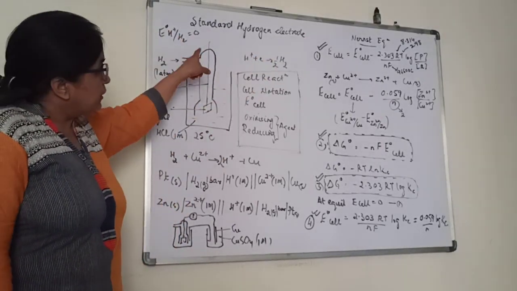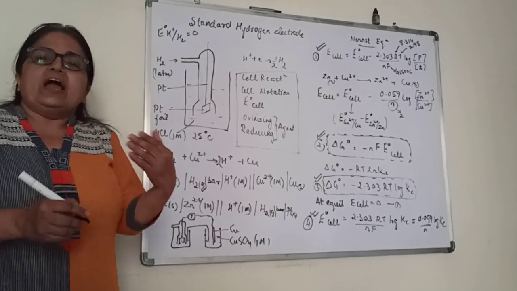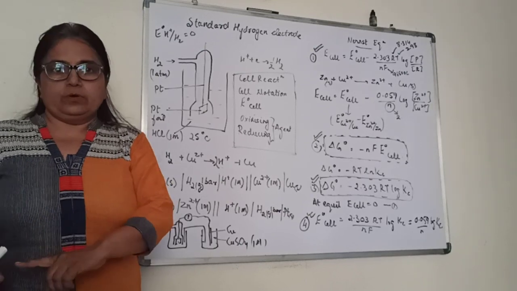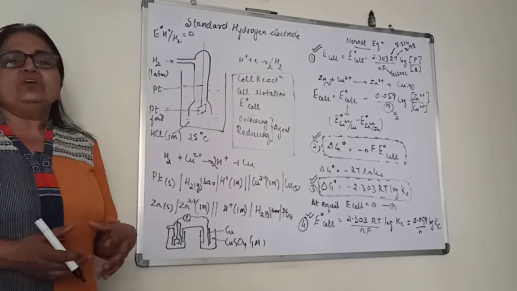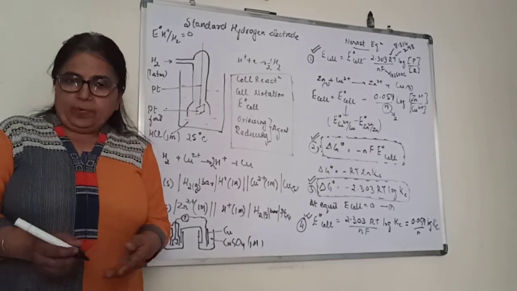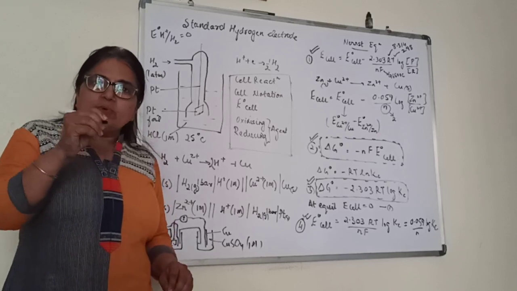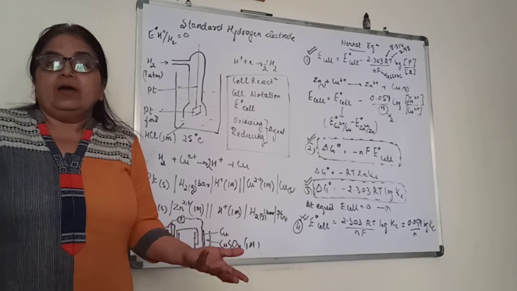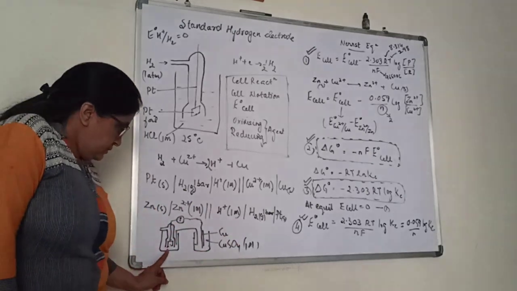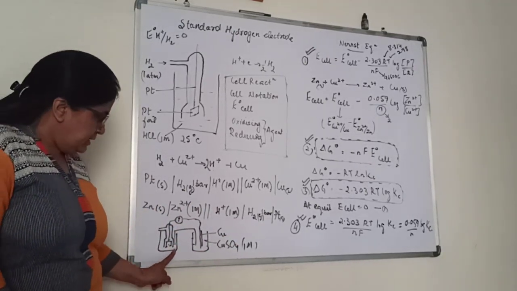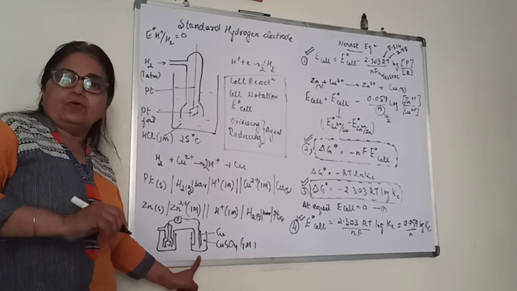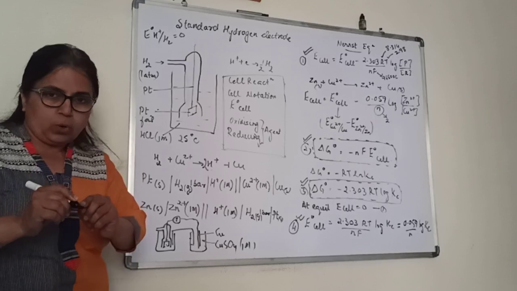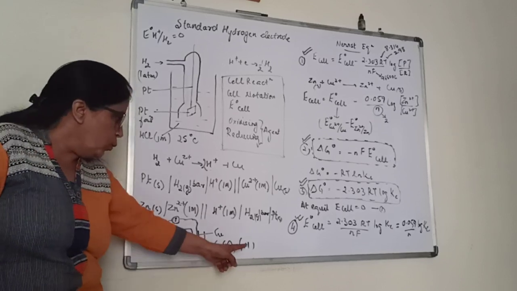This electrode can be used to calculate the electrode potential of any other electrode. Like if I want to calculate for copper, we have written that the E naught value is plus 0.34 electron volt. How did we get that value? This is the hydrogen electrode. It is coupled with copper. Copper is the same thing as we have done: copper rod, copper sulfate solution, 1 molar.